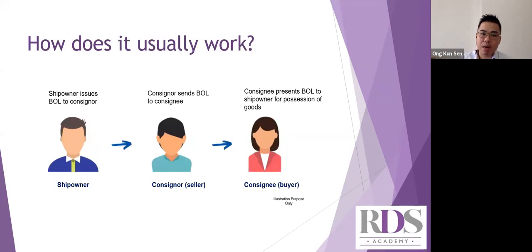Here we are talking about a bill of lading issued in three copies. The contents of the bill of lading are identical: the same information, the same price, the same quantity, the same destination, and all three copies are signed off by the ship owner.